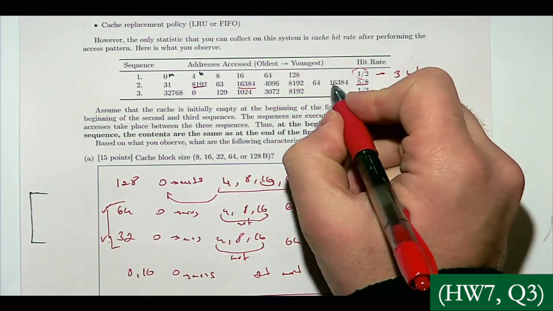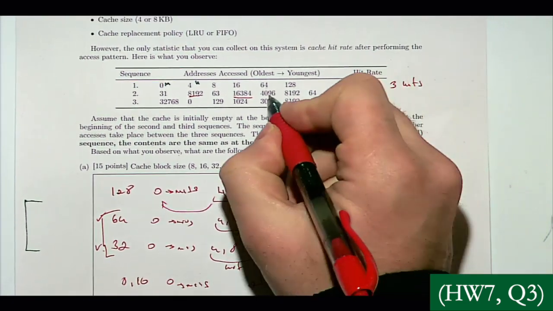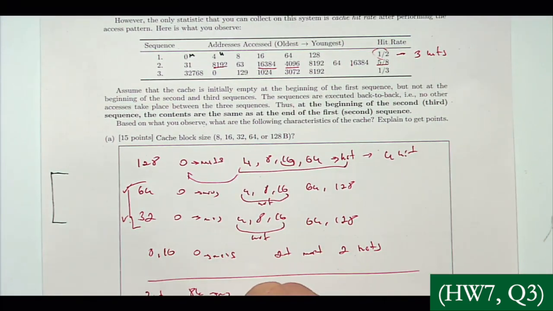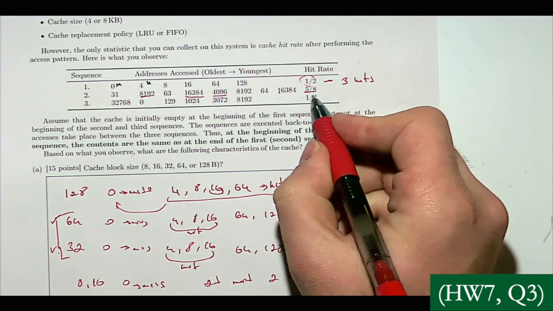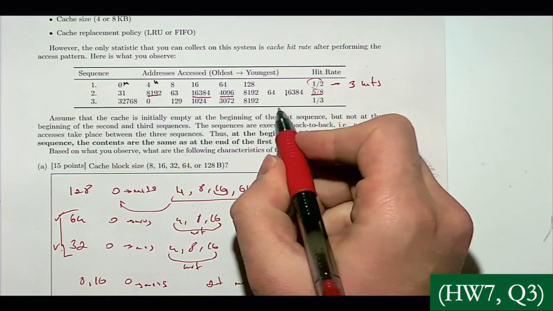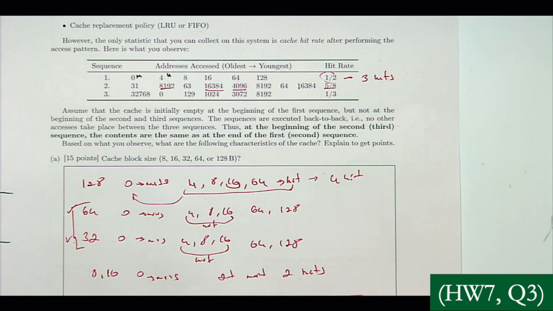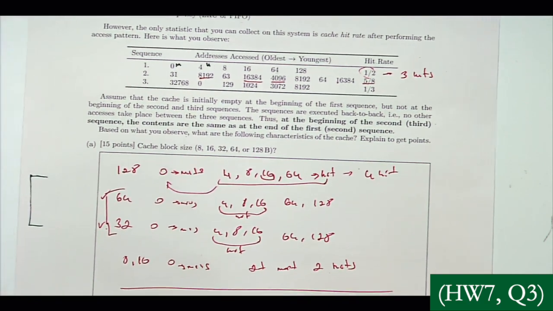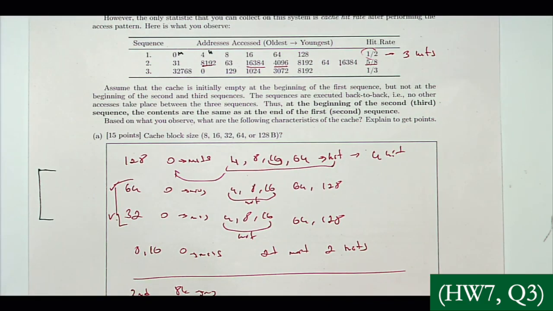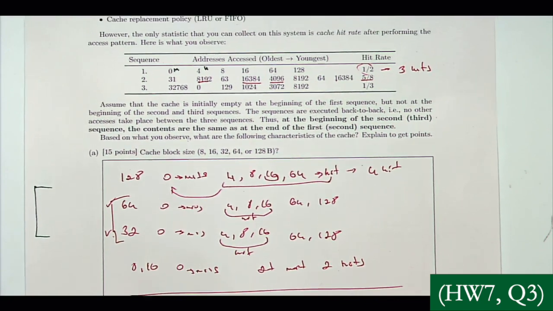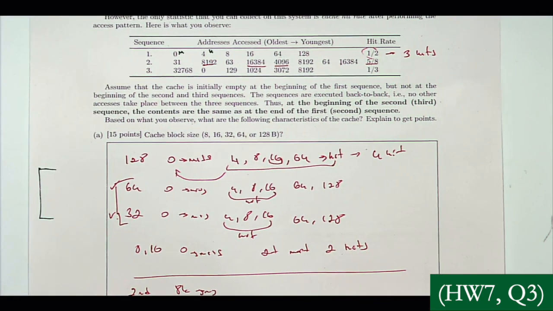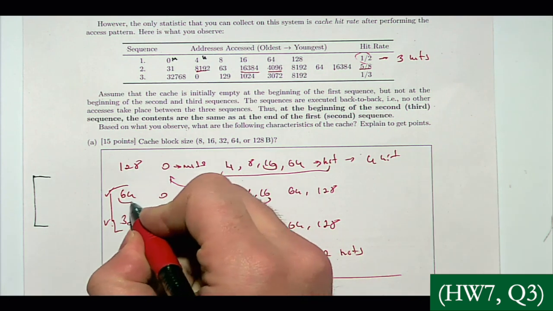And for this one as well, this is also a miss. For sure. So these are all misses. But again, the rest of these need to be a hit for us. Okay. So in order for this to happen, our cache size needs to be 64.